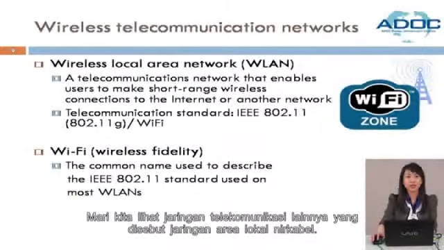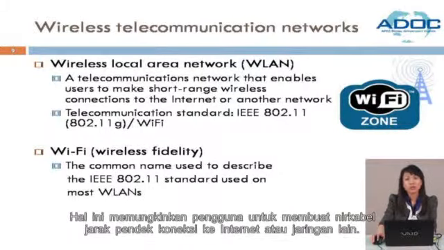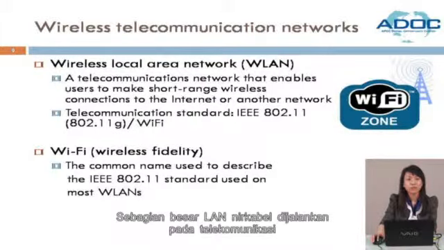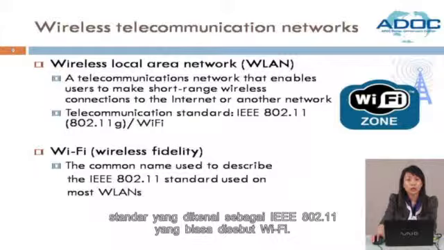That's the other telecommunication network, which is called Wireless Local Area Network. It enables users to make short-range wireless connections to the Internet or another network. Additionally, it can be regarded as a wired LAN, but without all the cables. Most wireless LANs run on a telecommunication standard known as IEEE 802.11, which is commonly called Wi-Fi.